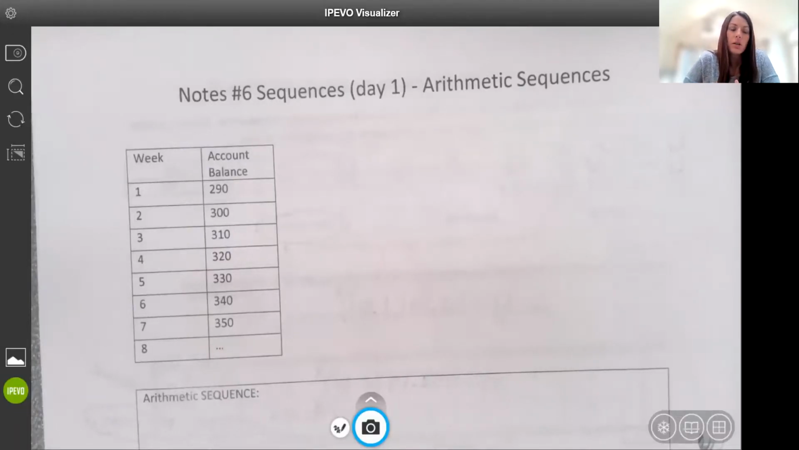Today we're going to start talking about sequences, and we have two types of sequences that we talk about in this unit. One is arithmetic sequences and the other is geometric sequences. And today we're starting with the arithmetic sequences.